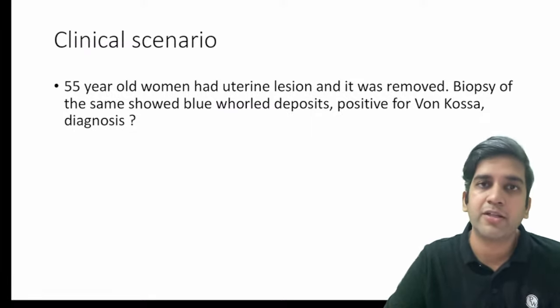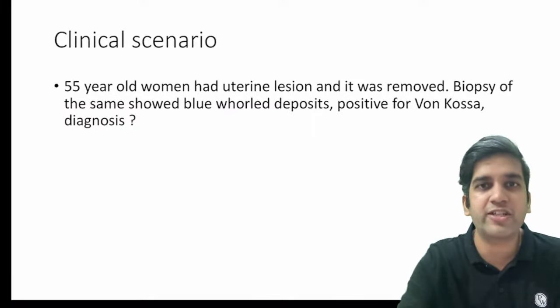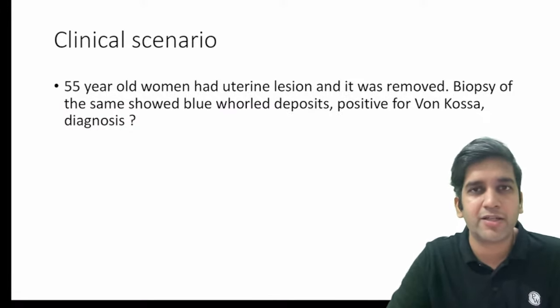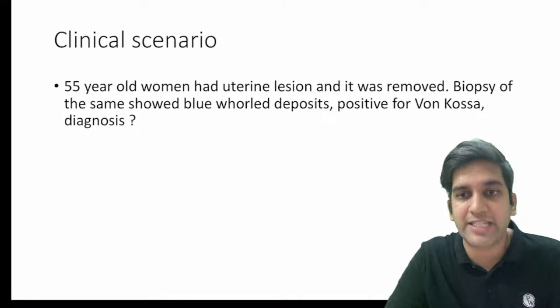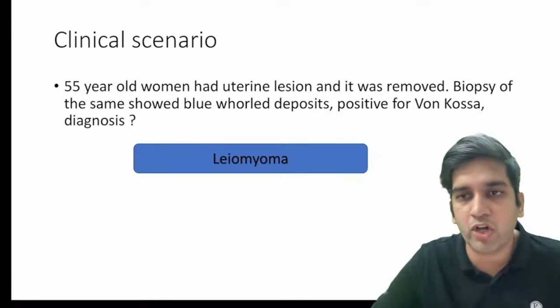Same uterine lesion. Biopsy showed whorled deposits, positive for von Kossa. I have not changed the history. History is the same. Maybe the lesion also is possibly the same lesion. Now what's your diagnosis? The question is, what is the lesion here? The blue whorled deposits are your psammoma bodies. And psammoma bodies, like Deepak said, are seen in uterine fibroid or leiomyoma.